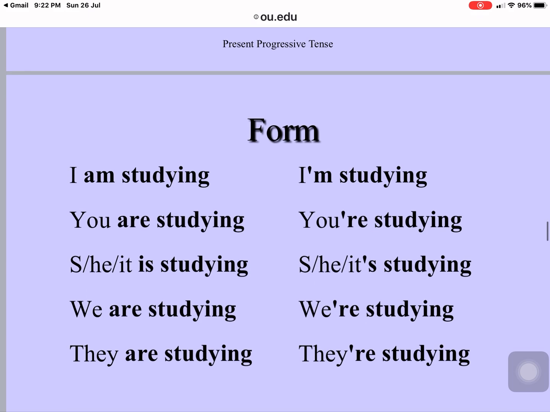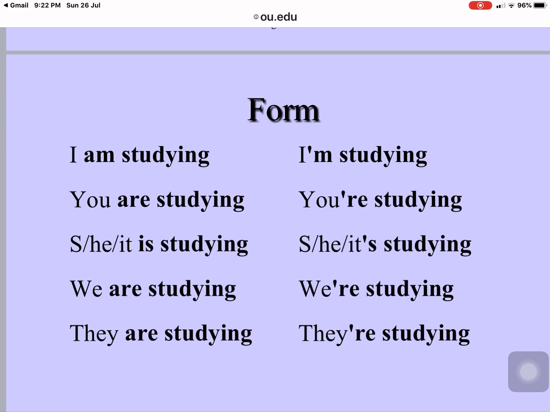Here you can find some more examples. I am studying. Am plus V1 ing. You are studying. Are plus V1 ing. Are is used with plural subjects. She, he, or it is studying, because she, he, and it are singular subjects. That's why is is used here.